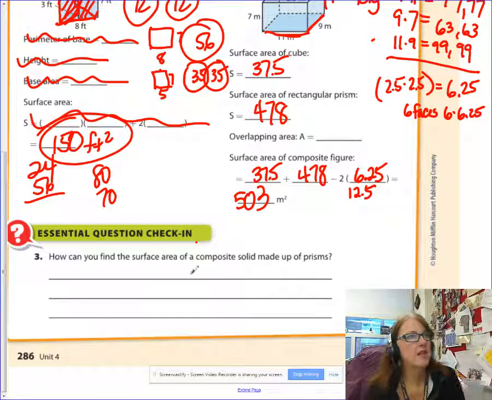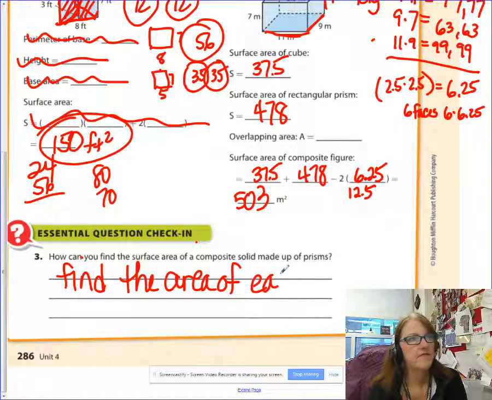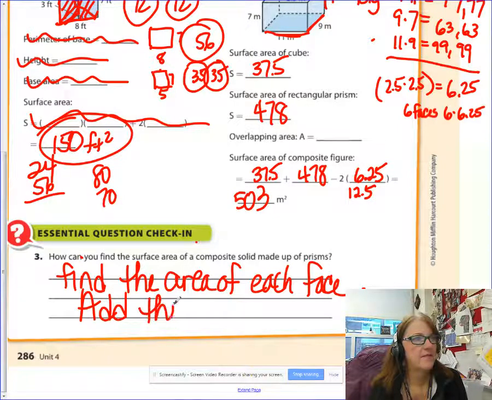Cool. Okay. How do you find the surface area? Find the area of each face, add them up. That's really the fastest thing to say there.